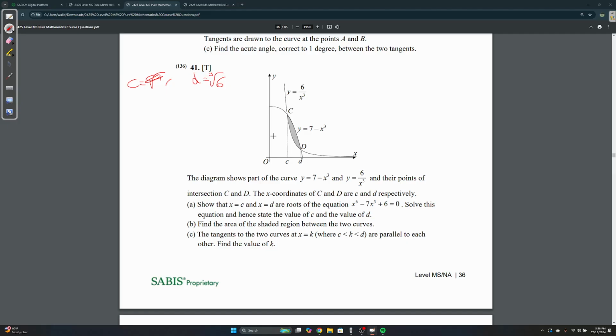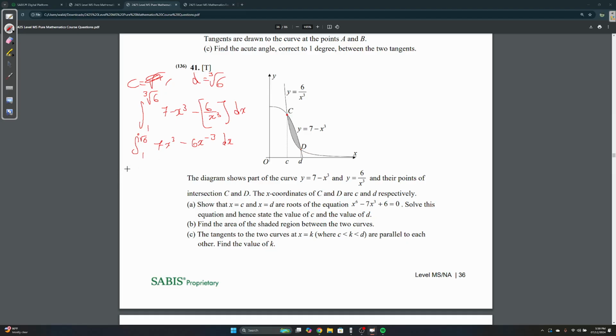So for the area of the shaded region, remember when you're finding the area between two curves, you just do first curve minus second curve, right? So we're going to do the integral. Our bounds are between what? Between c and d, so between 1 and the cube root of 6, of one function minus the other function. It doesn't really matter the order because you're just going to make the final answer positive, right? 6 over x cubed, dx. We're going to continue integrating from 1 to the cube root of 6, 7 minus x cubed minus 6x to the minus 3 dx.